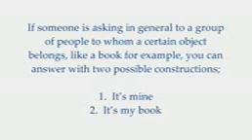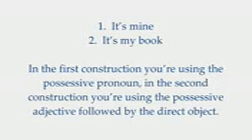Someone is asking in general to a group of people to whom a certain object belongs, like a book for example. You can answer with 2 possible constructions. 1, it's mine. 2, it's my book. In the first construction, you're using the possessive pronoun. In the second construction, you're using the possessive adjective followed by the direct object. Let's look at the chart which contains both the English possessive adjectives and possessive pronouns.